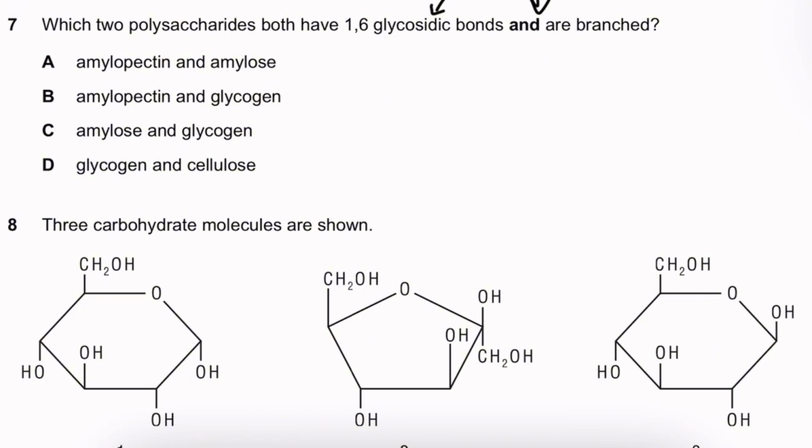Anyway, is it amylopectin and amylose? Is it amylopectin and glycogen, amylose and glycogen, or glycogen and cellulose? Now, amylose is actually a non-branched polymer, and so the only polymers that you should know that are branched are amylopectin and glycogen. Amylose is not branched, it's just helical in shape, and cellulose is not branched, it's just straight in shape and doesn't have any branches in it. So it's amylopectin and glycogen.